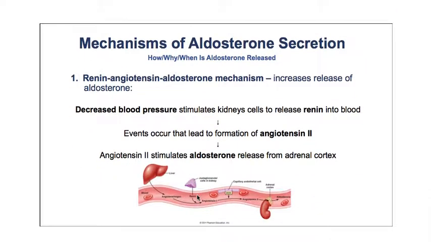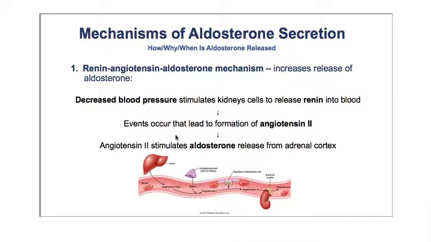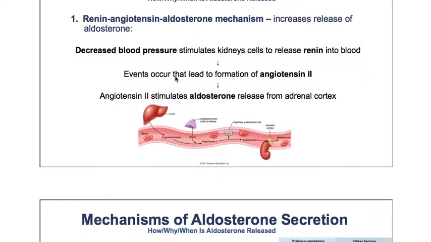So aldosterone will be secreted for three reasons. The first one is called the renin-angiotensin-aldosterone mechanism. So when our blood pressure decreases, that's going to set off a chain of events that we'll talk about in the urinary system chapter. And eventually that chain of events will cause the release of aldosterone, because again, aldosterone causes us to hold on to sodium as well as water, and that's going to help to increase our blood pressure. So the first reason it's released is this renin-angiotensin-aldosterone mechanism.